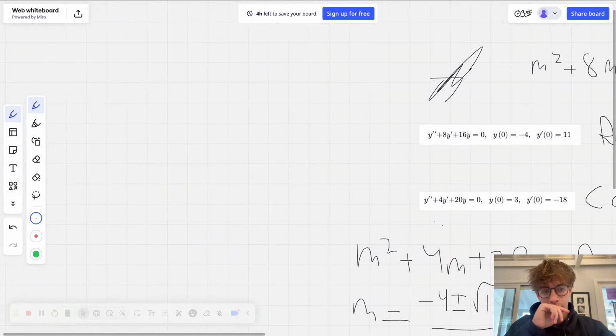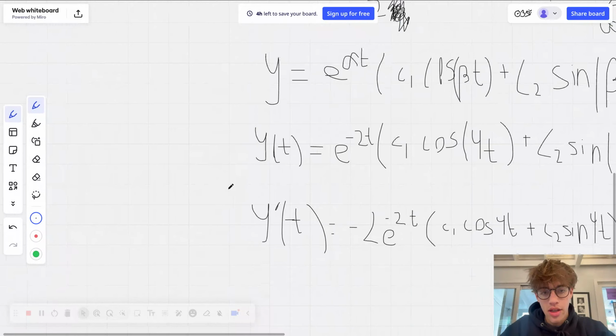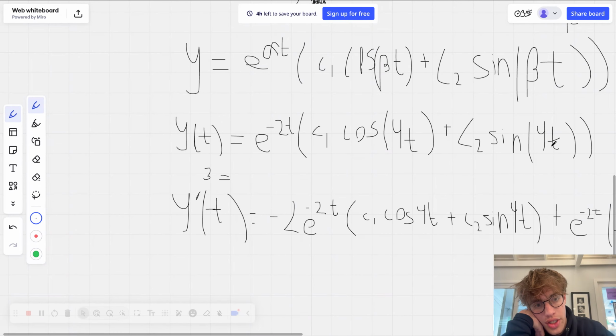Using our initial conditions, we know y(0) is 3 for this normal one, and doing some mental math, cosine of 0 is 1 and sine of 0 is 0, so I believe this means C1 is 3. Yeah, C1 is 3, sweet.